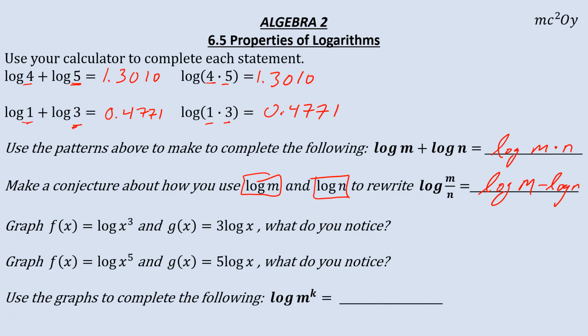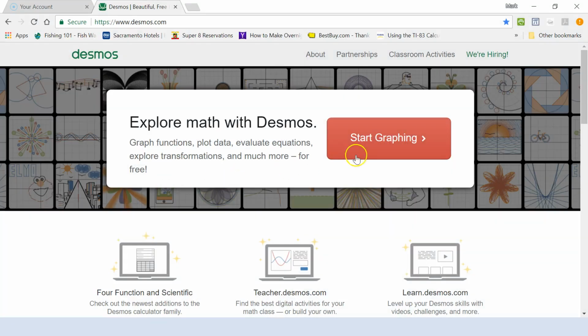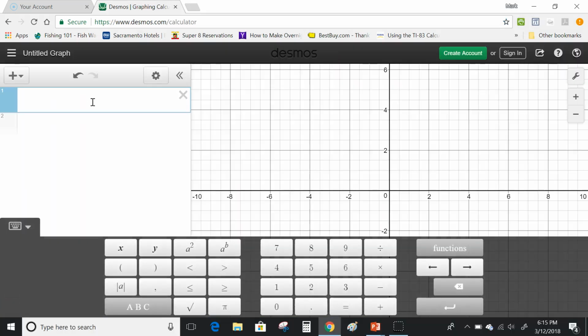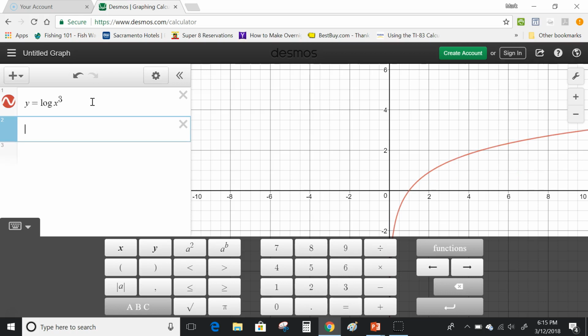All right, the next thing is we're going to demonstrate one more property. We're going to graph log of x cubed and 3 log x. Then we'll do the same thing for log x to the 5th and 5 log x. I went to Desmos here, but you could do it on a graphing calculator. So we're going to put y equals log of x to the 3rd, and then y equals 3 log x.